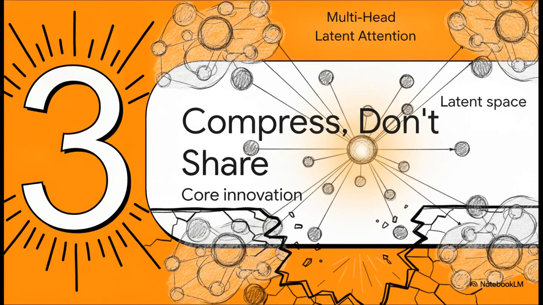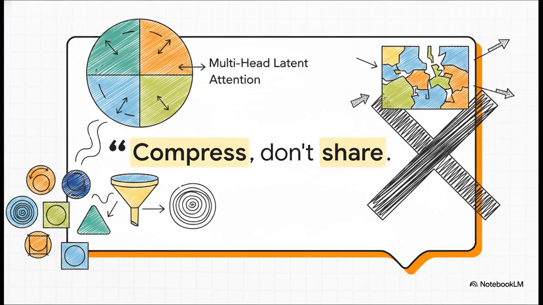So how do we fix this? Enter Section 3. Compress, do not share. This is the core innovation of DeepSeek V2. To completely break this trade-off, DeepSeek V2 introduces multi-head latent attention, and it's built on one very specific philosophy: compress, don't share. Instead of taking the easy way out and forcing diverse heads to share a single representation, the engineers asked a radically different question. What if we just compress the data we need to store?